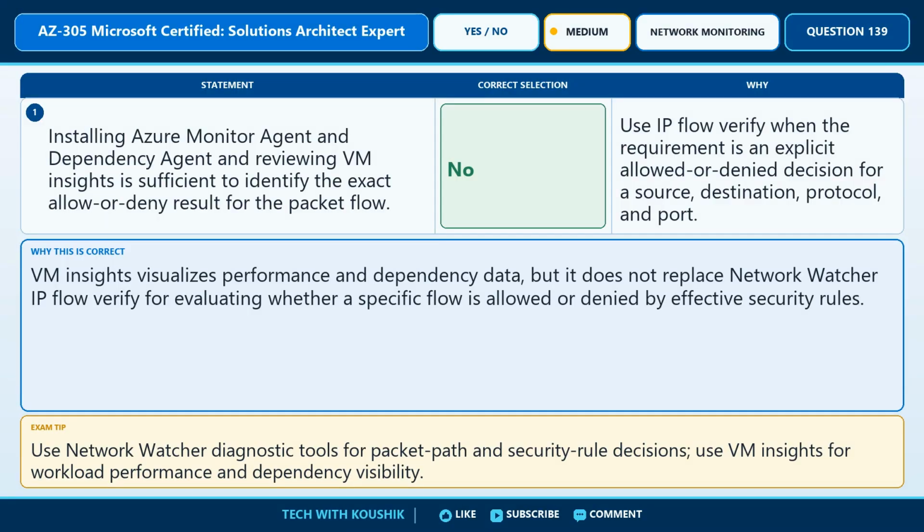Statement 1. The answer is no. Use IP flow verify when the requirement is an explicit allowed or denied decision for a source, destination, protocol, and port. Remember this distinction for the exam. Use Network Watcher diagnostic tools for packet path and security rule decisions. Use VM insights for workload performance and dependency visibility.